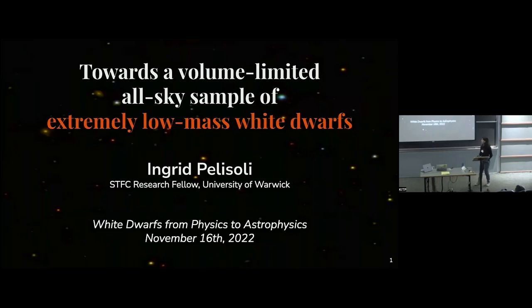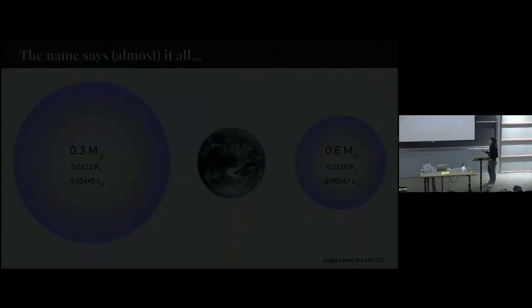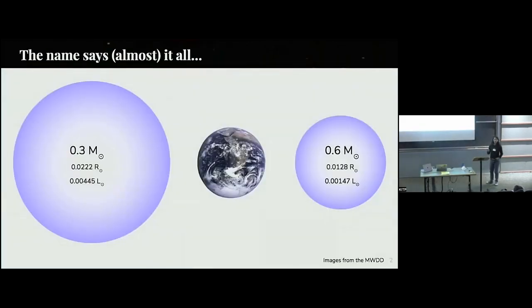So today I'm talking about a collaborative effort that I'm leading towards building a volume-limited sample of extremely low-mass white dwarfs. As the name suggests, these are white dwarfs with extremely low masses. How extremely low, however, is still somewhat of a subject of discussion. But for the purpose of this talk, I'm going to refer as extremely low mass white dwarfs, or ELMs, the ones with masses below 0.3 solar masses, and other helium core objects as low mass white dwarfs.